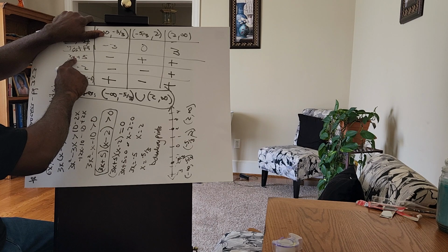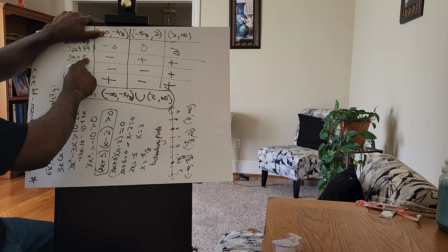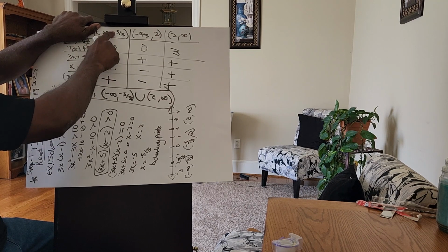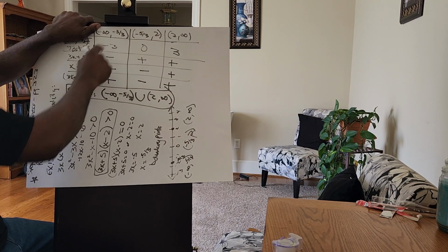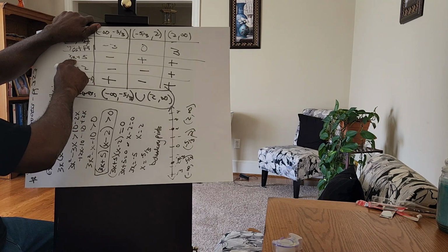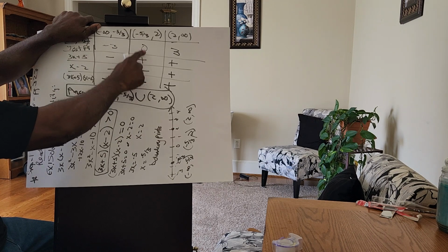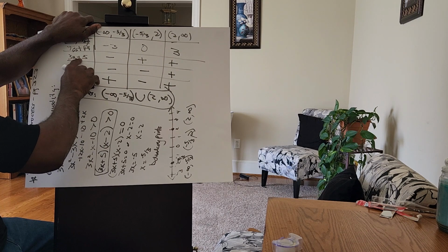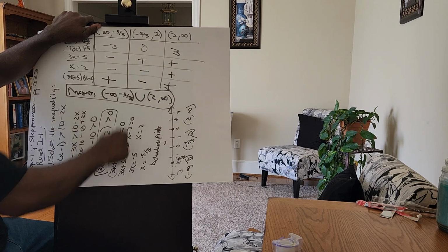I take that test point and put it in the first expression. Replace x with negative 3. 3 times negative 3 is negative 9 plus 5. That's negative 4. That means this expression will be negative in that entire interval. If it's negative for that one test point in that interval, it's negative for all points in that interval. Then I take the test point 0 and put it in that same factor. 3 times 0 plus 5 is a positive 5. So that thing is positive in the second interval. Then I take the test point 3. 3 times 3 is 9. 9 plus 5 is 14. That means that it's positive in that interval.